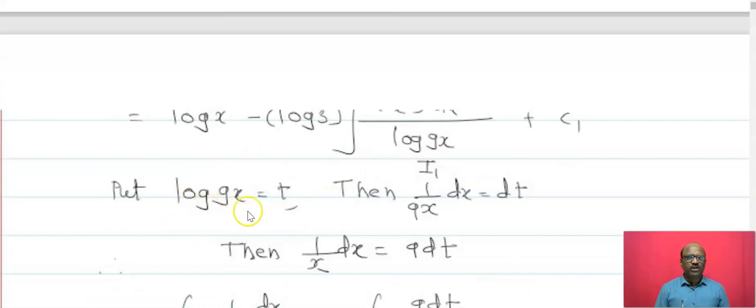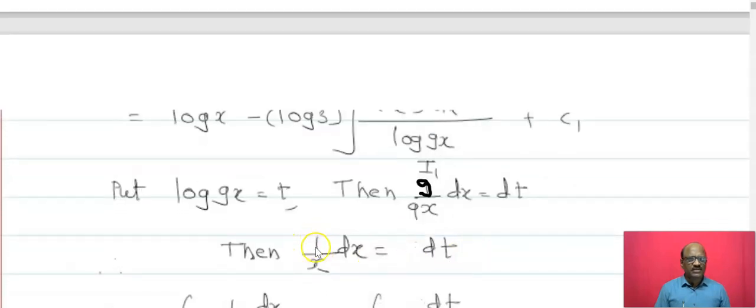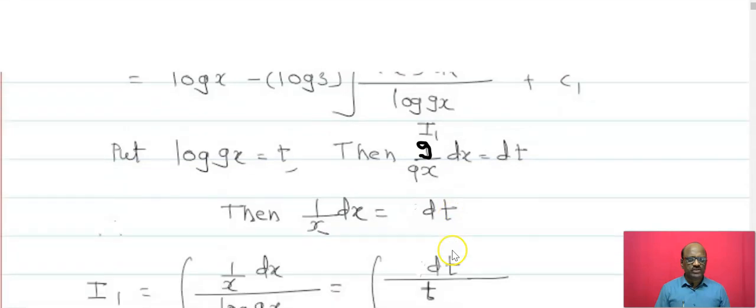For I1, put log of 9x equal to t. Log of 9x is equal to t. Then what about its dt? Its dt is 1 upon 9x into dx equals dt. Now again I will repeat here. Log of 9x is equal to t. And therefore, the derivative of log of 9x is 1 upon 9x into the derivative of 9x, which is 9, into dx equals dt. Now this 9 will get cancelled and you will get 1 upon x dx equal to dt.